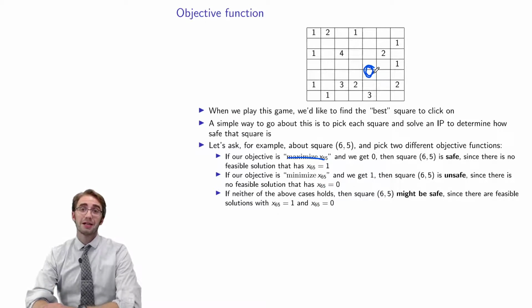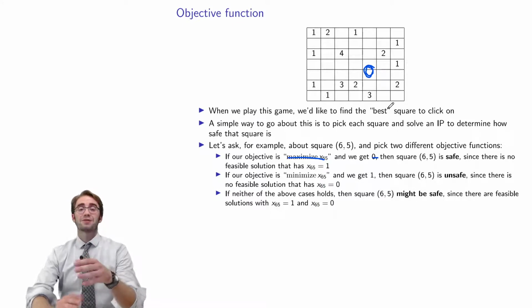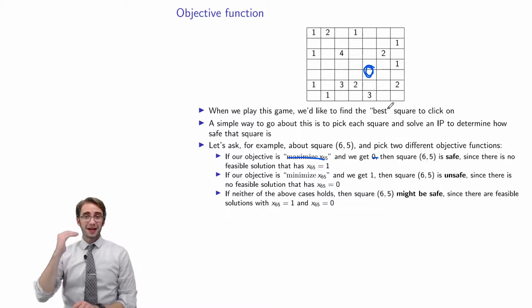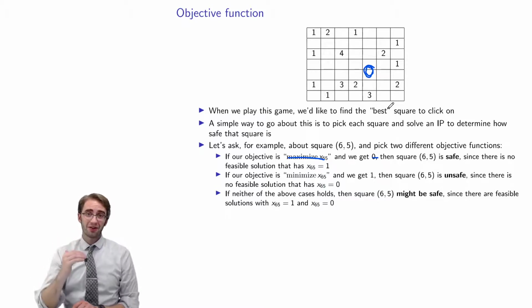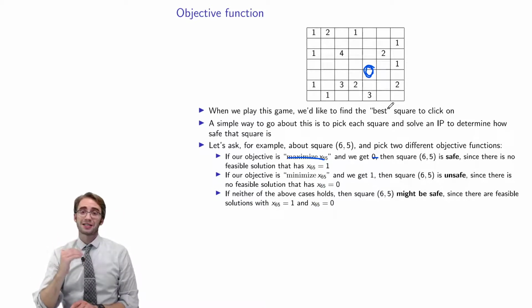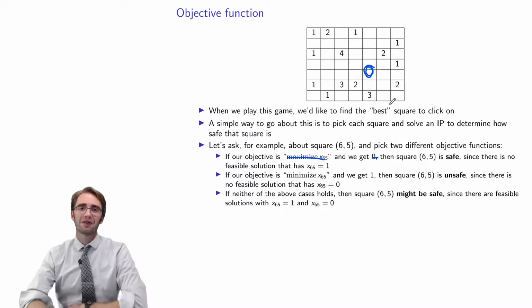We know that much. But if I say maximize this entry and I get a 0, then I'm very happy. It means I'm guaranteed to be safe in that square. Because when I'm adding an objective and I'm saying maximize the value, if that is equal to 0, that's telling me there's no possible way for there to be a 1 in that square. So if I say maximize the value and I get a 0, then I know I can safely click on that square.